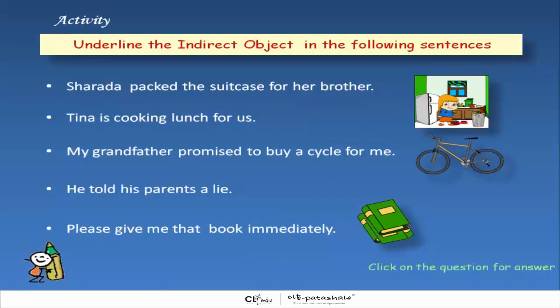Underline the indirect object in the following sentences. Sharada packed the suitcase for her brother. Brother is the indirect object. Tina is cooking lunch for us. Us is the indirect object. My grandfather promised to buy a cycle for me. Me is the indirect object.